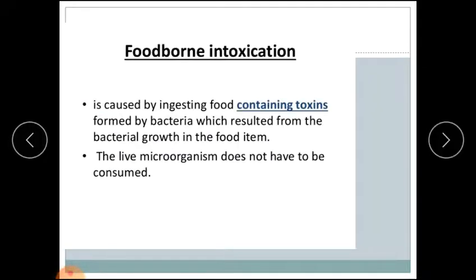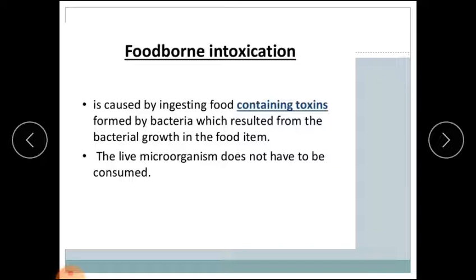Now what is the opposite of this, foodborne intoxication? It is caused by ingesting food containing toxins formed by bacteria, resulting from bacterial growth in the food item. It means if you are having food that contains bacteria, but you are eating the food containing the toxin produced by that bacteria, then it is called foodborne intoxication.